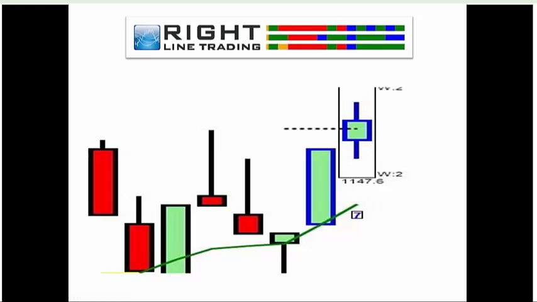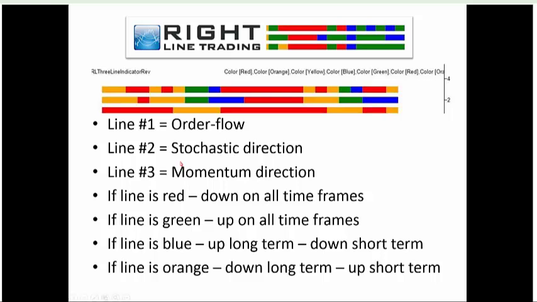Now, this is really kind of the heart of the system, because we use order flow, stochastic direction, and momentum as defined by a MACD system, really as our indicator analysis. Now, line 1 of our 3-line indicator assesses order flow. Line 2 assesses stochastic direction. And line 3 assesses momentum. It's simply defined by a MACD system.